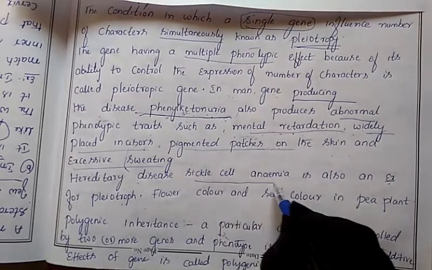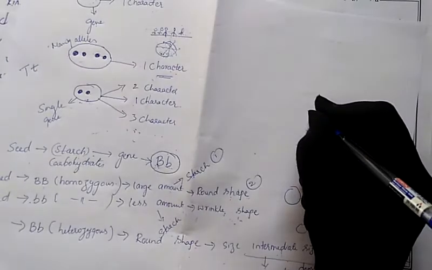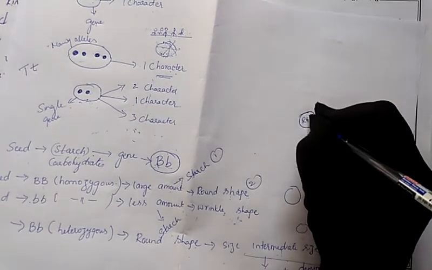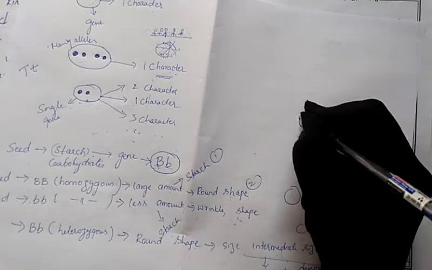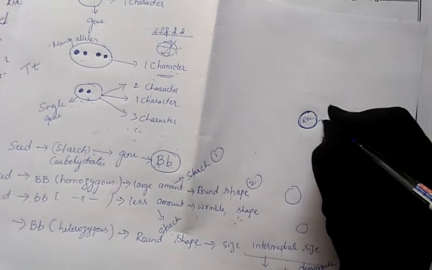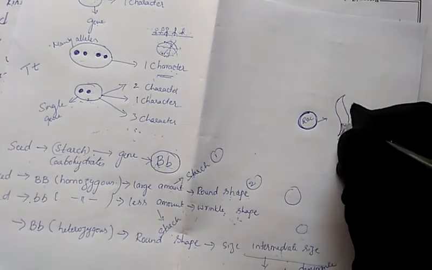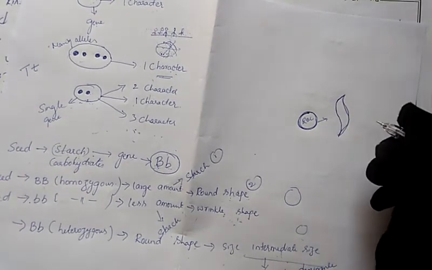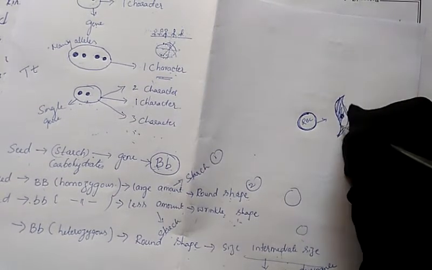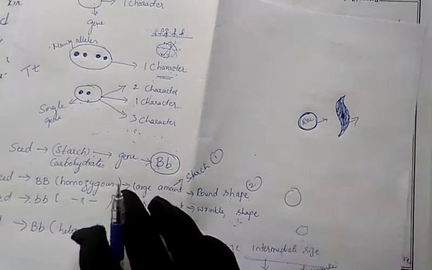So what is sickle cell anemia? Briefly you will study it in this chapter. Usually the RBC inside our body is in a round shape, like this. But due to the defective gene, the shape of the RBC will come like this, a sickle shape. So in this manner it will be present, and this condition we call sickle cell anemia.